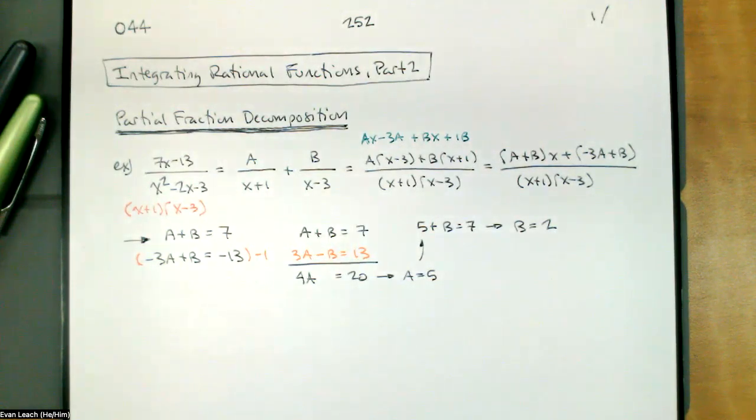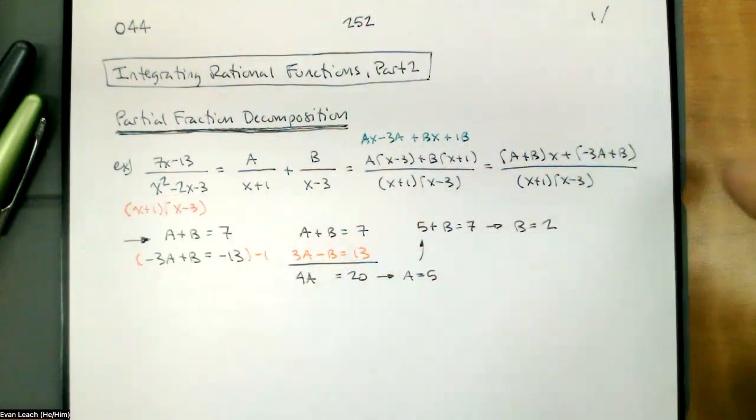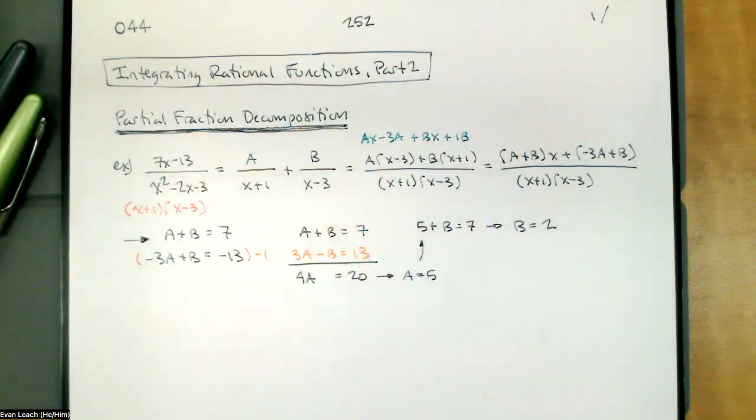Since this fraction must equal our original fraction, that means the coefficient of x, a plus b, must be equal to the other coefficient of x, 7. Since these two fractions are equal, this constant, negative 3a plus b, must equal our original constant, negative 13. This leads to a system of equations.